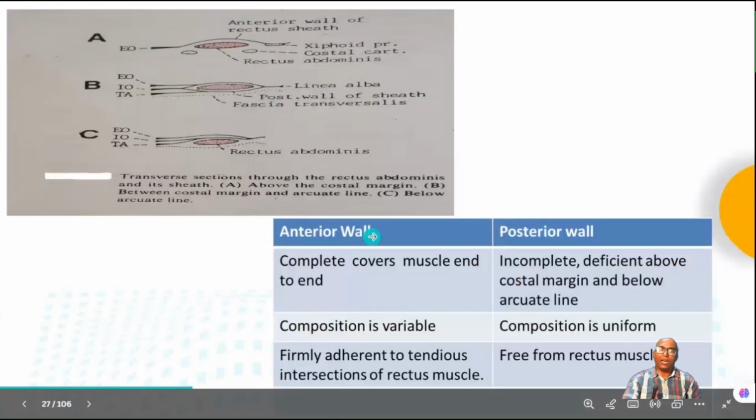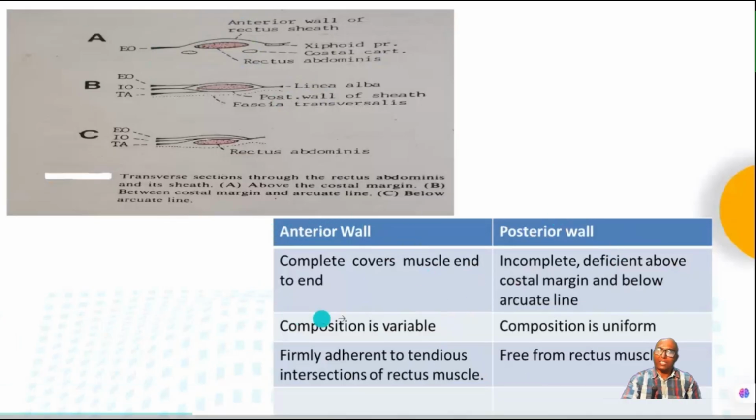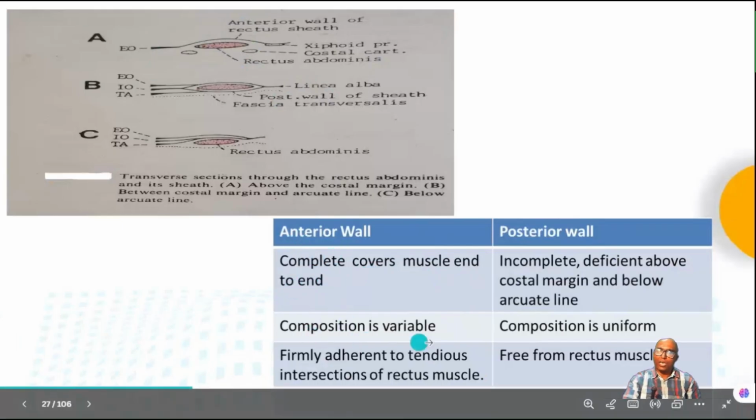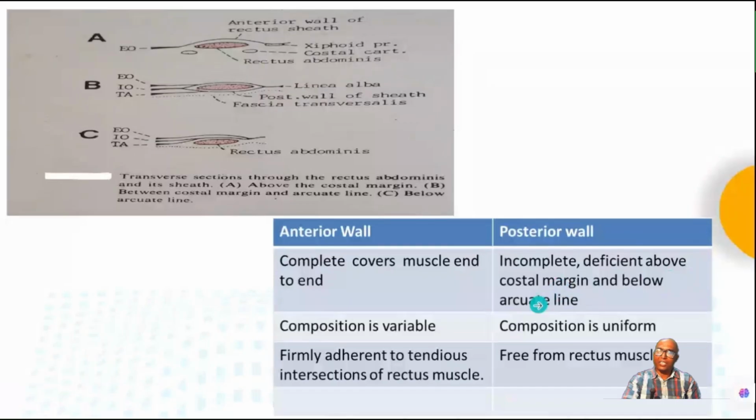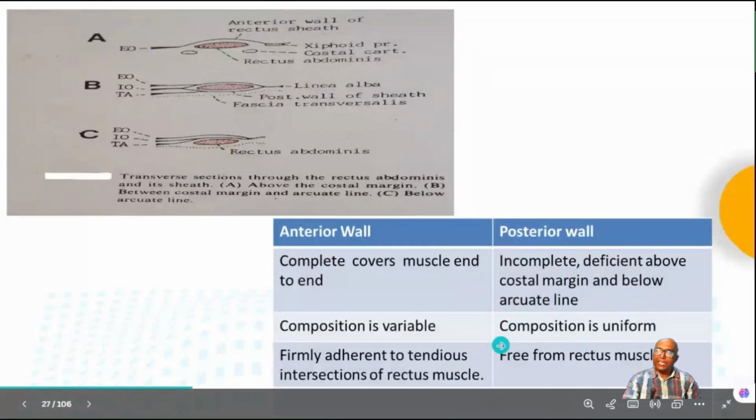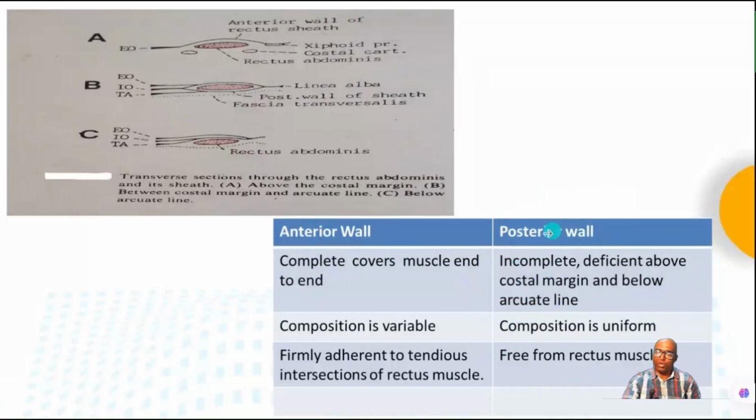There is a difference between the anterior wall and the posterior wall. The anterior wall is complete and it covers the muscle from end to end, but the composition is variable, and it is firmly adherent to the tendinous intersections of the rectus muscle. While the posterior wall is incomplete, it is deficient above the costal margin and below the arcuate line. The composition is uniform and it is free from the muscle. So that is the difference between the anterior wall and the posterior wall of the rectus sheath.